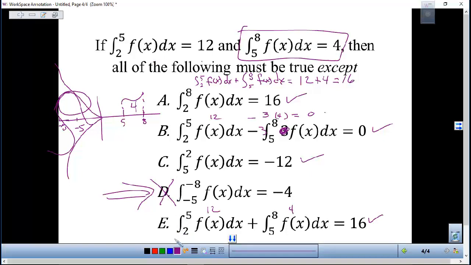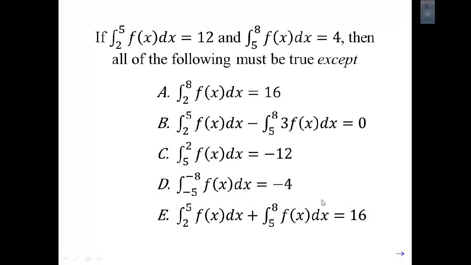So be careful about assuming properties that are not true. This is talking about specifically between 5 and 8 on the x-axis. This is talking about between negative 5 and negative 8. We don't know anything about what's going on over there on the negative side. So that's why this one is not true. Well, it could be true, but it does not have to be true. It's a very special case where that would be true, and like I said, it would have to be symmetric, but we don't know that.